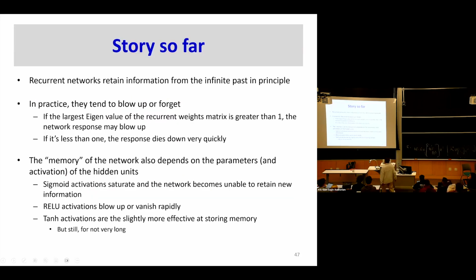Now, the story so far: recurrent networks retain information on the infinite past in principle. In practice, they tend to blow up or forget. If the largest eigenvalue of the recurrent weight matrix is greater than 1, the network response may blow up. If it is less than 1, the response dies very quickly. The memory of the network depends on the parameters and the activation of the hidden units. Sigmoid activations saturate really quickly, and the network becomes unable to retain new information. ReLU activations blow up or vanish, and tanh activations are slightly more effective at storing memory, but they're still not effective for very long. So these are the lessons we've learned.